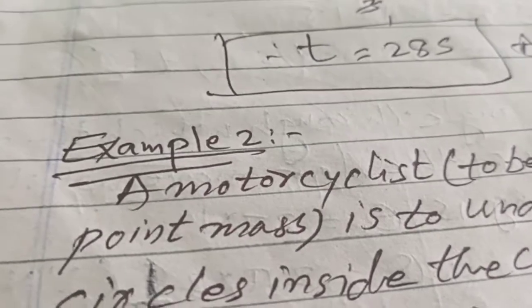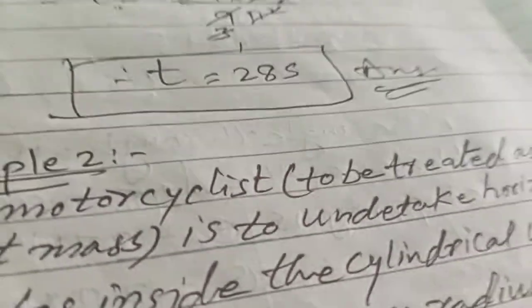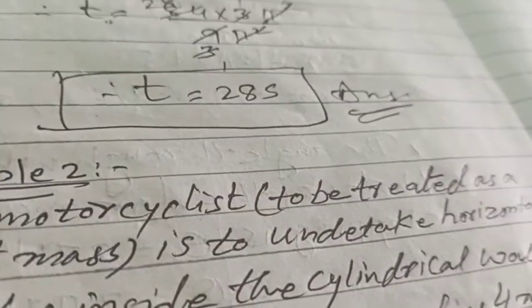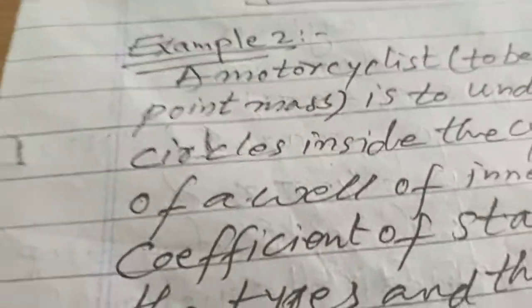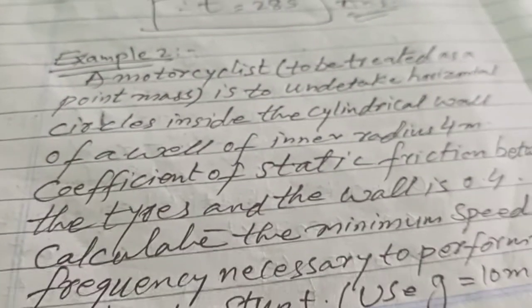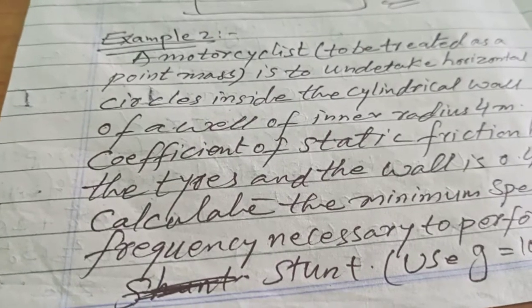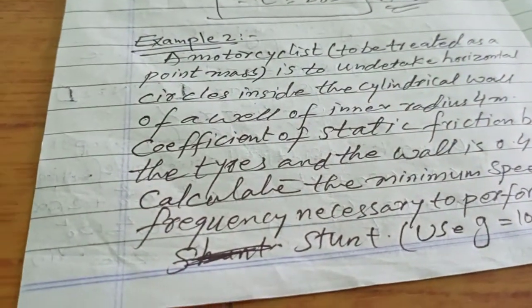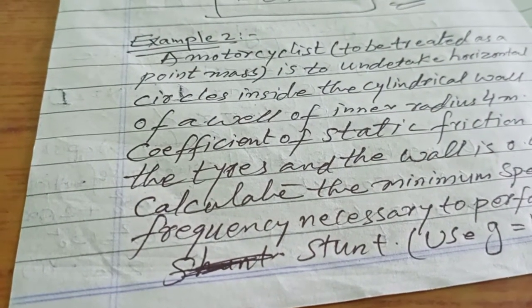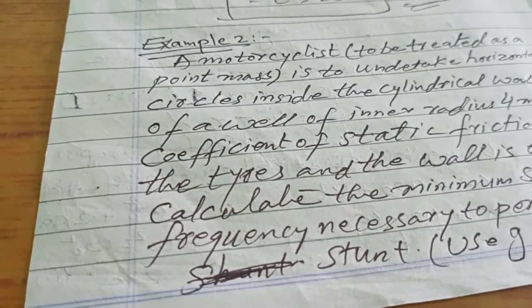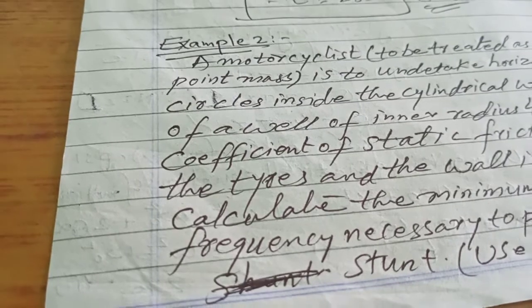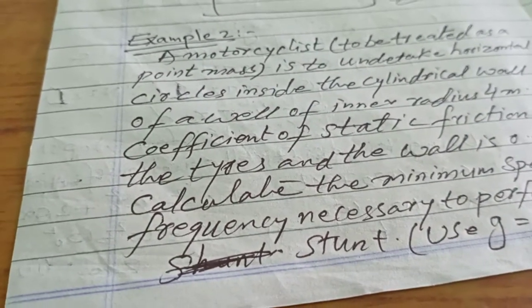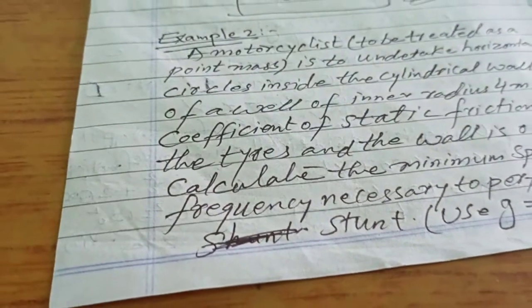Now the next example. A motorcycle is to be treated as a point mass and is to undertake horizontal circles inside a cylindrical wall, the wall of a well, of inner radius 4 meters.